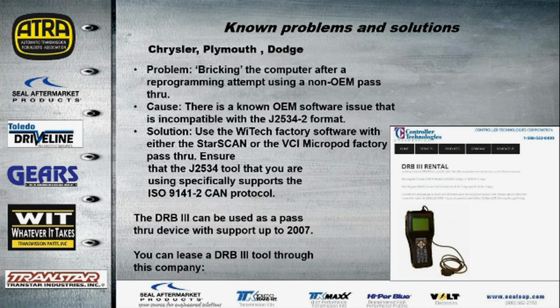In this case, we do give you the option to actually access a DRB3 for rental so that you can actually do your programming as well as rewrite your VINs and anything else on the OEM level so you don't have to take it to the dealership. Otherwise, you can take it to the dealership, of course, and they will be glad to take your money and do the job for you. Again, this coverage is mostly going to be from 2004 to 2007 Chrysler vehicles with the ISO 9141-2 CAN protocol.